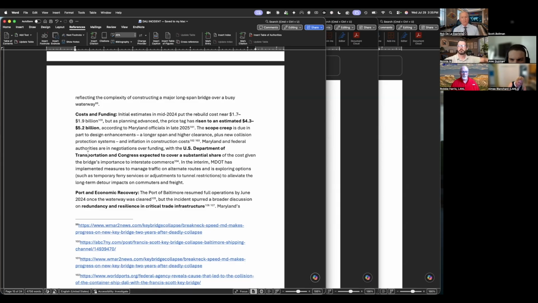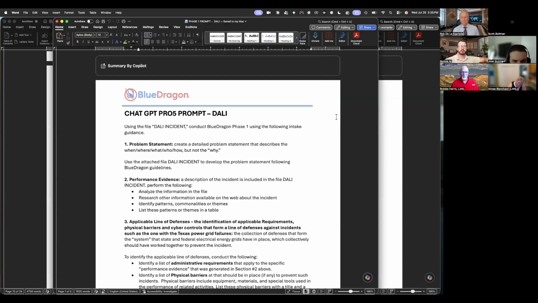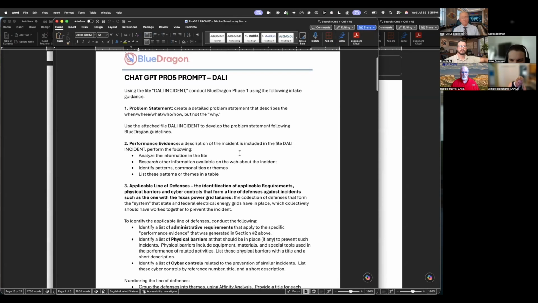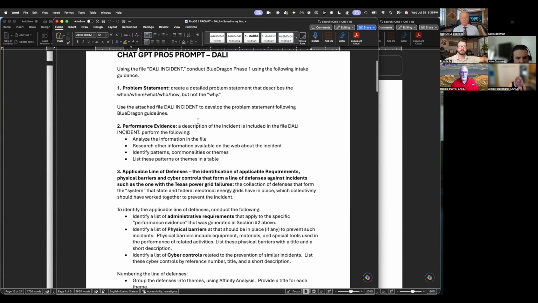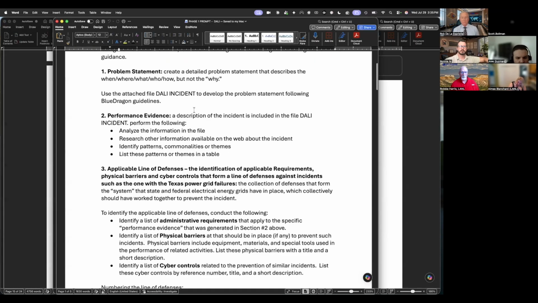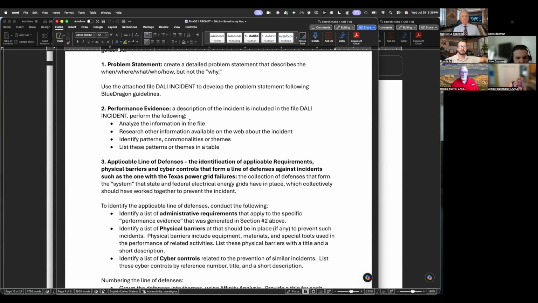Now, what do we do with this? That is a source document. So we take that source document and create a prompt. So we take the prompt, and using the DALI file as the input, we start to create what we need, right? And you can do the entire phase 1 with artificial intelligence help, right down to create the problem statement if you like. That's oftentimes not a big problem. I often never use AI for the problem statement.